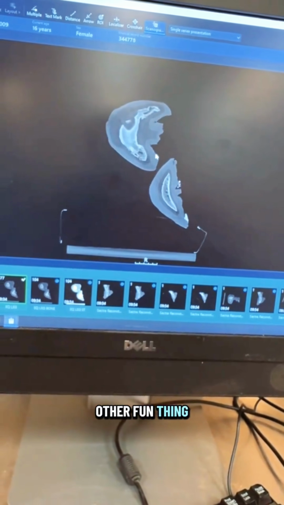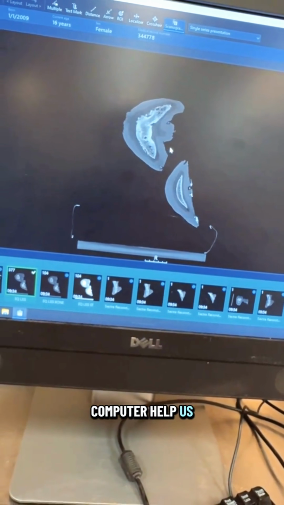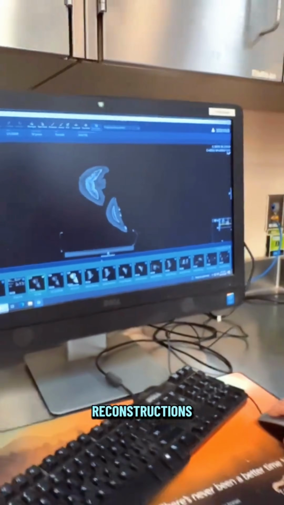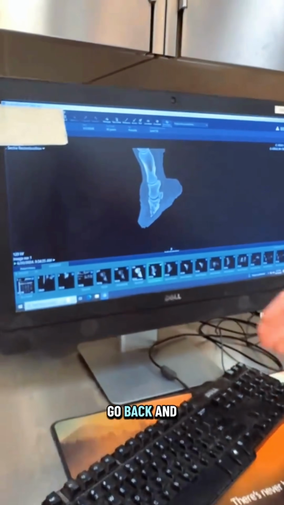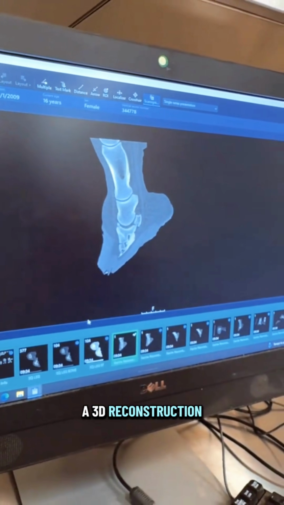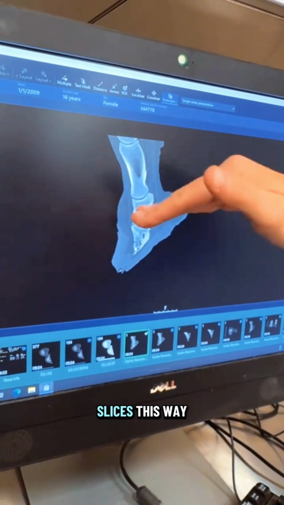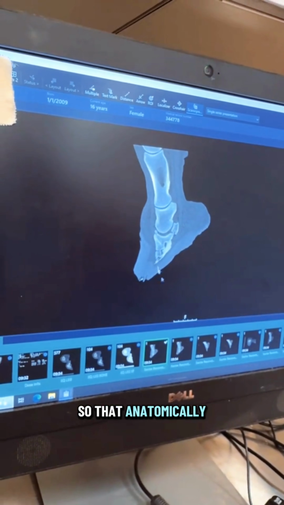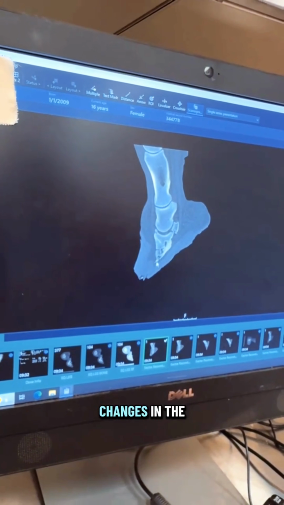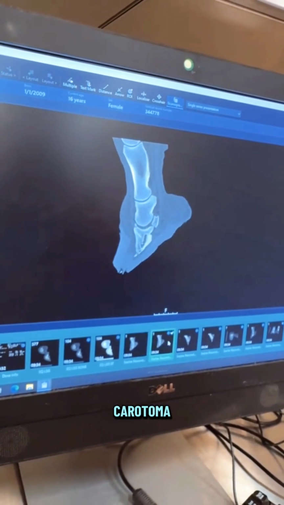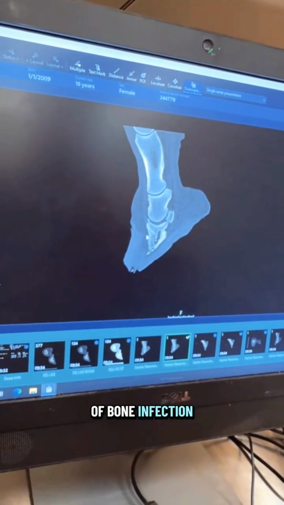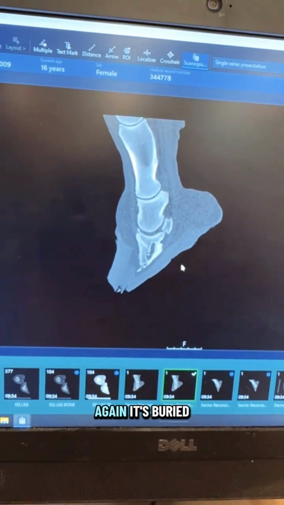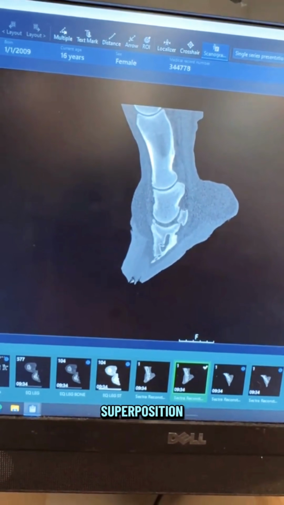And then the other fun thing that we can do is we can have the computer help us. Since we have all these tiny slices and the computer can put those back in 3D reconstructions, what we can do is now go back and look again with a 3D reconstruction. So even though we took the slices this way on the leg, it can actually reconstruct those and put them back together so that anatomically we can see what's going on. So we've got changes in the bone on this horse. She had a keratoma. We've got a lot of bone infection, bony change. There's this fragment here that we never saw on radiographs because, again, it's buried under so much superimposition.